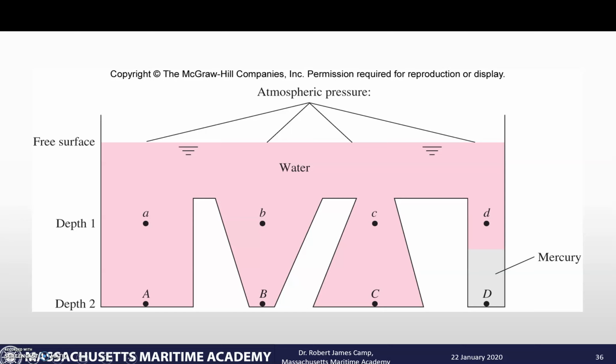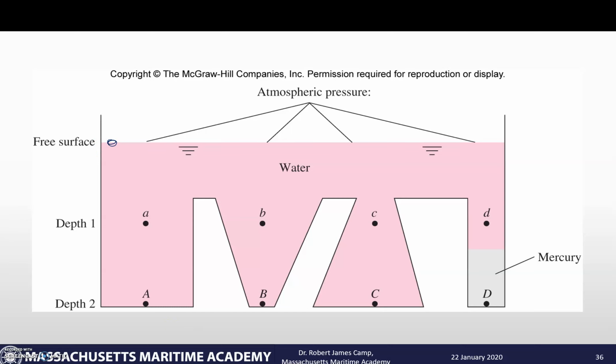Column C is a diverging column. Column D is a little bit smaller than A. But it doesn't matter because they're all at the same depth. They will have the exact same pressure. It does not matter what the container looks like. Now, we can look at depth 2, and we've got capital A, B, and C. Now, which one of those has the highest pressure? Well, A, B, and C all have the same because they're at the same depth below this free surface of water, so they'll have the exact same pressure.